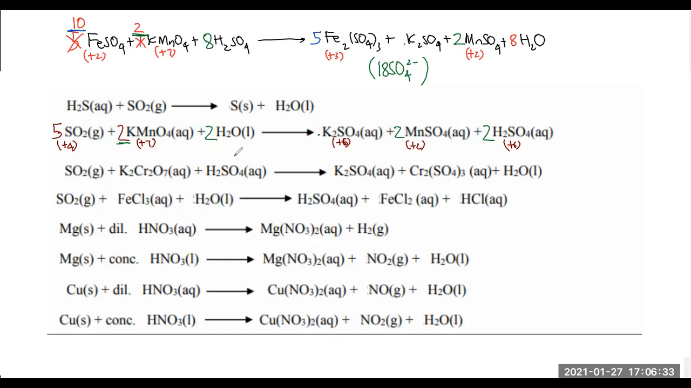Fine. Now, let's recheck that with the number of oxygen atoms. I have 10 here, 8 here, 2 here, 20 oxygen atoms on the left hand side. On the right hand side, 4, 8, 8 plus 8, 16, and 4, 20. So you have 20 and 20. The stoichiometric coefficients will be 5, 2, 2, 1, 2, 2.